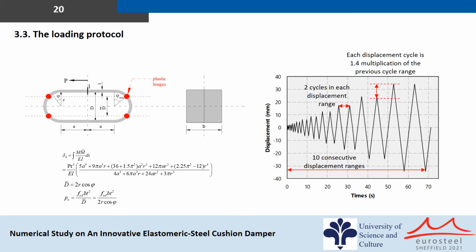The loading protocol recommended by FEMA 461 was used for the applied cyclic loading. The first cycle was assumed to be capable of causing the ESC to yield. The next cycles were then multiplied by 1.4, 10 consecutive times. Each of the cycles must be repeated twice, meaning that a total of 20 cycles are applied to the device. To calculate the yielding displacement and force of the damper, the closed-form formulation derived by Moeini et al. was used.